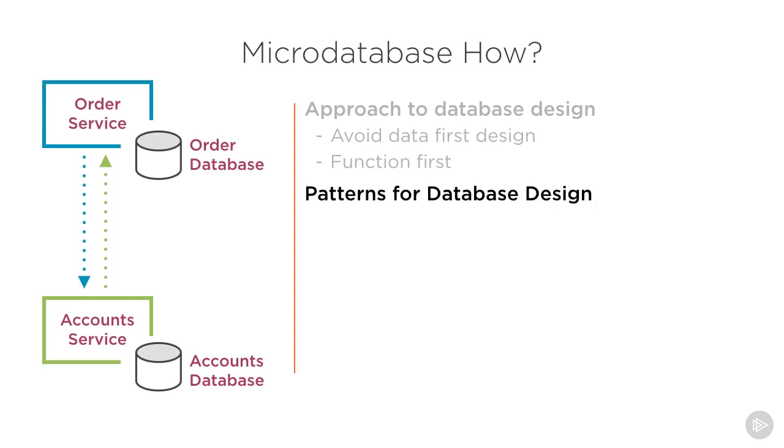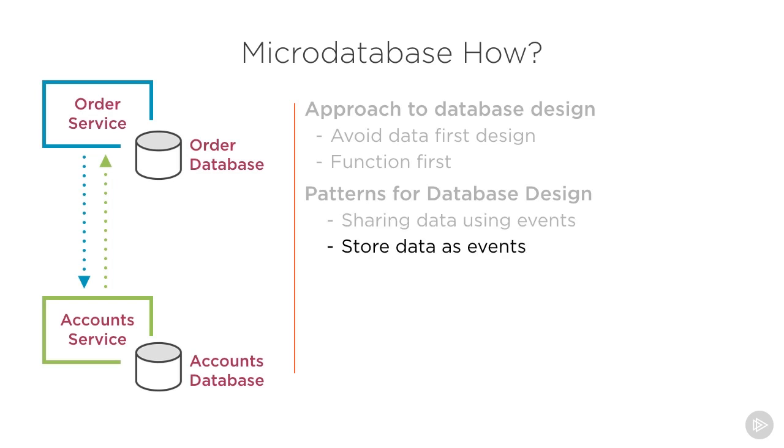We will then progress on to looking at patterns for database design, patterns which enable us to still share data across our microservices architecture, even though we are not using monolithic databases. And one of the key concepts is to share data using events. Not only will we show patterns on how to share data using events, but we will also show patterns on how to store data that's shared as events.